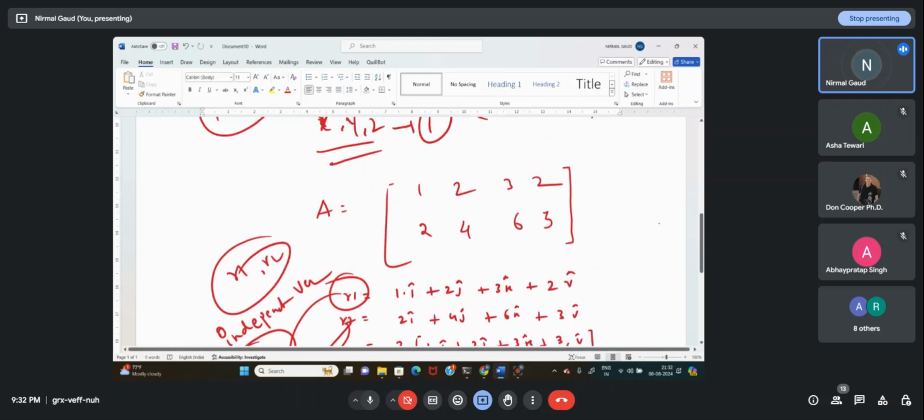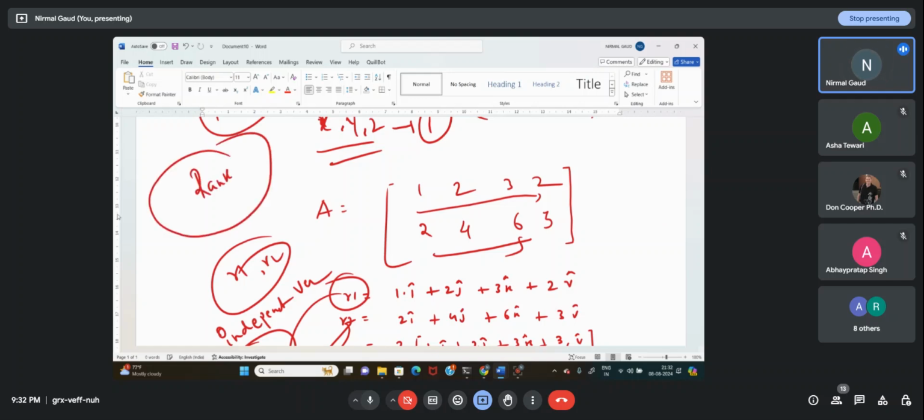So we have to focus upon this thing, vectors. If I need to check whether I can represent one vector in terms of another vector, I need to check this thing. As many as I cannot represent, that will be the rank of the matrix. Very important concept. Rank of a matrix means how many independent vectors you are having.